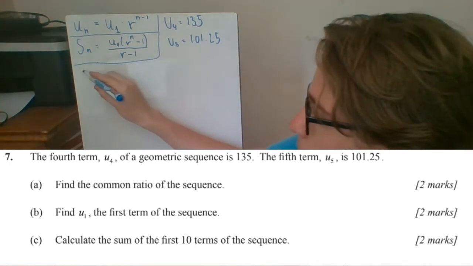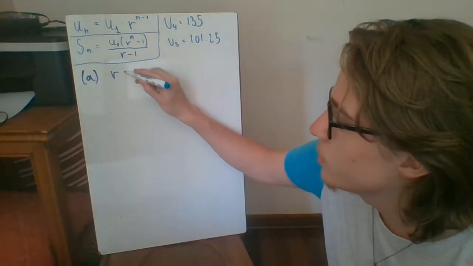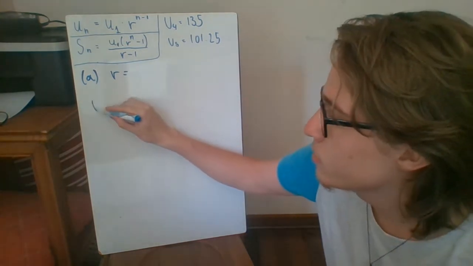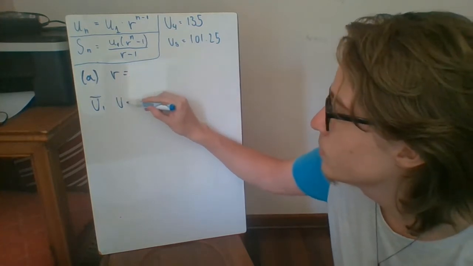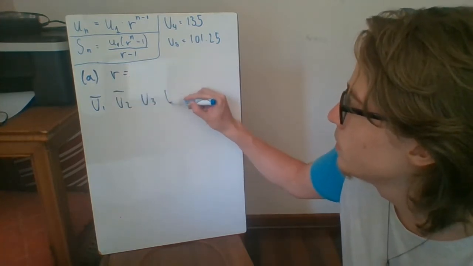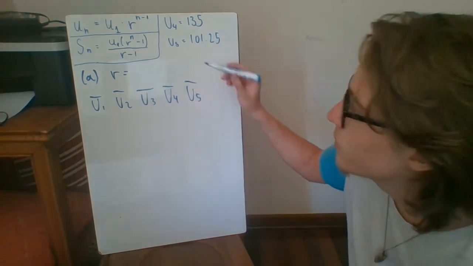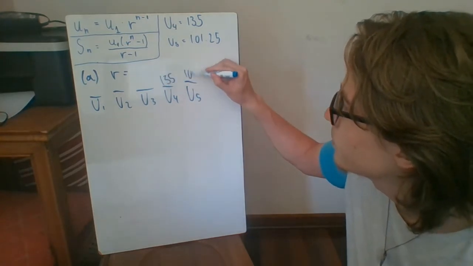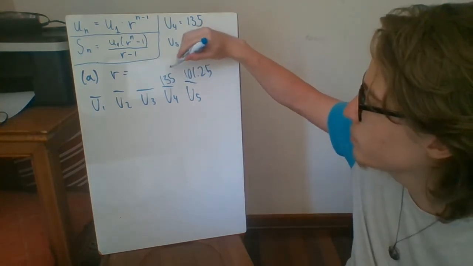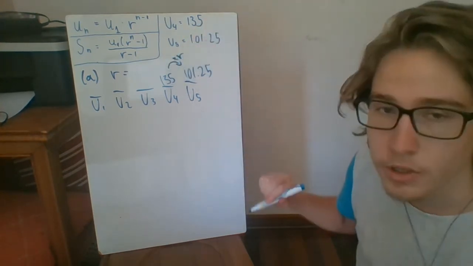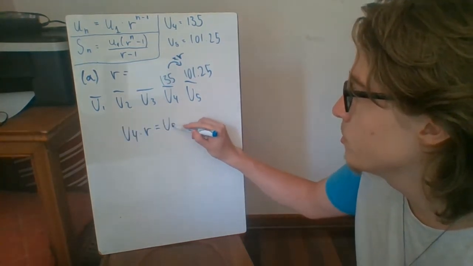So we need to find the common ratio of the sequence in part A, which is also the value of r. For sequences, it's always really good to have a visual way of looking at it, so I'm going to write down the sequence. Right now I have U4 and U5. To jump from U4 to U5, I have to multiply by R at least once. So if I write down U4 times R, that should give me U5.